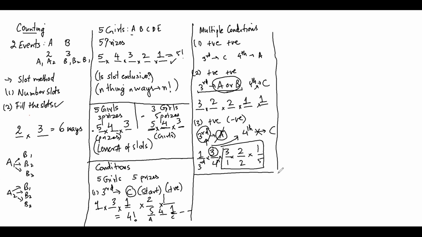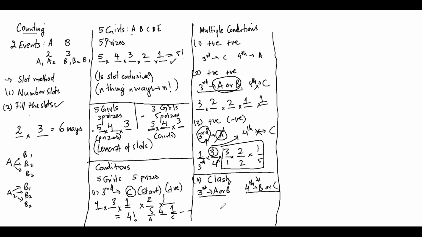What if you have positive conditions only, but the conditions clash with each other? When I say clash with each other, that means third prize should go to girl A or B, and fourth prize should go to girl B or C. Now, what is happening here? The conditions are clashing. This and this are not independent of each other. They both have a girl B in it. That means that if third prize goes to girl B, then fourth prize is only 1 choice left. If the third prize goes to girl A, then fourth prize is only 2 choices left.